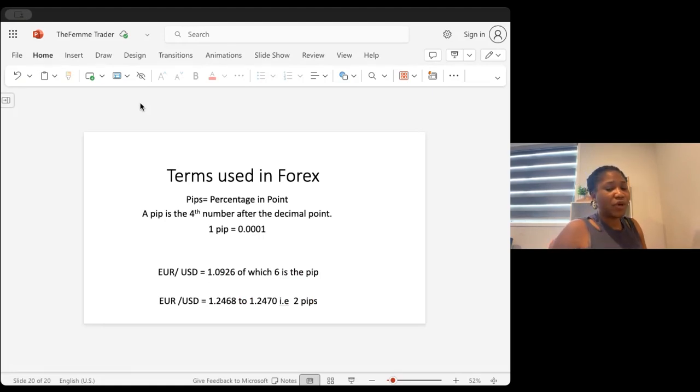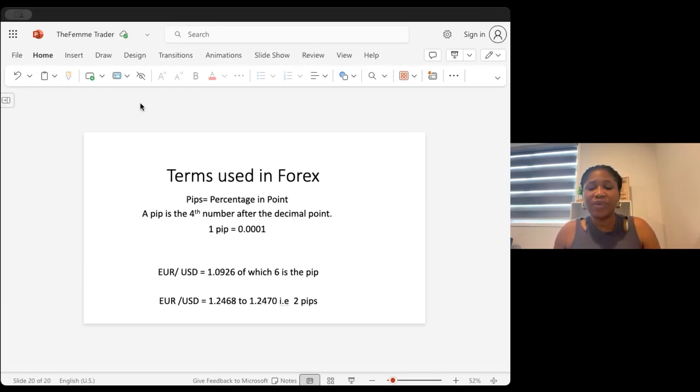So the terms that are used, we've got pip. When you hear pip, a pip is a percentage in point. A pip is the fourth number after the decimal point, right? So one pip is about 0.0001. So the fourth number after the decimal point is the pip, right? So for example, if you are placing a trade, EUR/USD, and the price of the market was at the time 1.0626, knowing that 6, which is the fourth number, is the pip.